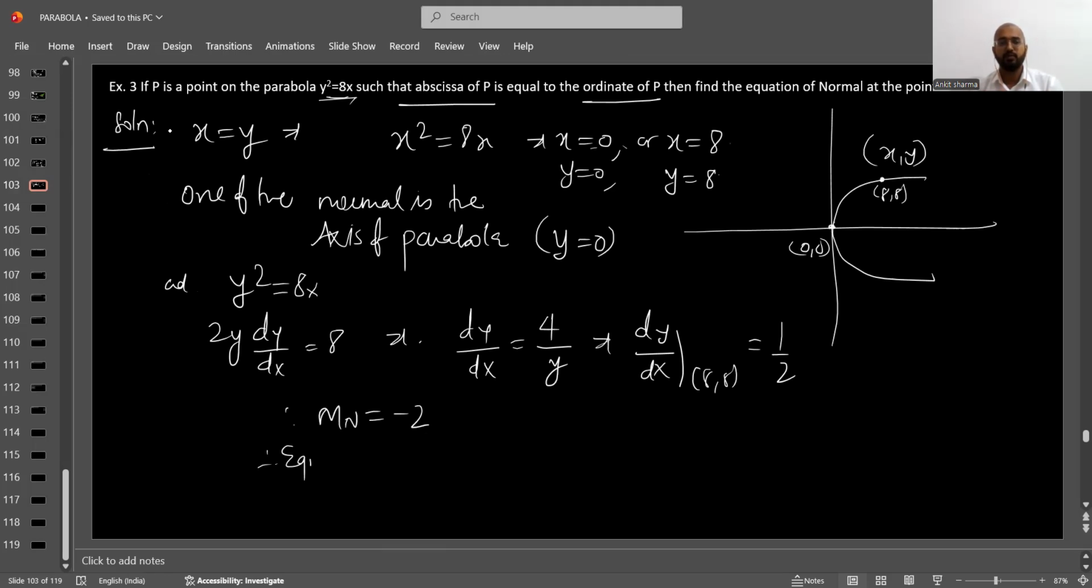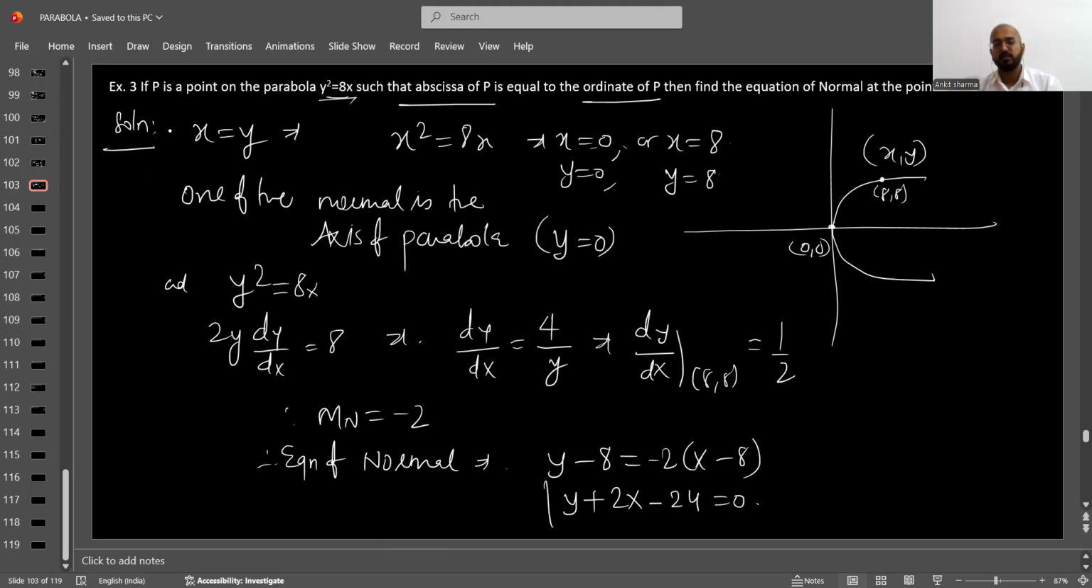So equation of normal would be y minus y1 is equal to m into x minus x1. So I can add on y plus 2x, and this is plus 16. Now it comes on the left side, or you could consider transferring all of them. So 2x plus y minus 8 minus 16, which is minus 24, is equal to 0. This is the equation of normal at point 8 comma 8 and also 0 comma 0. So we have two normals.